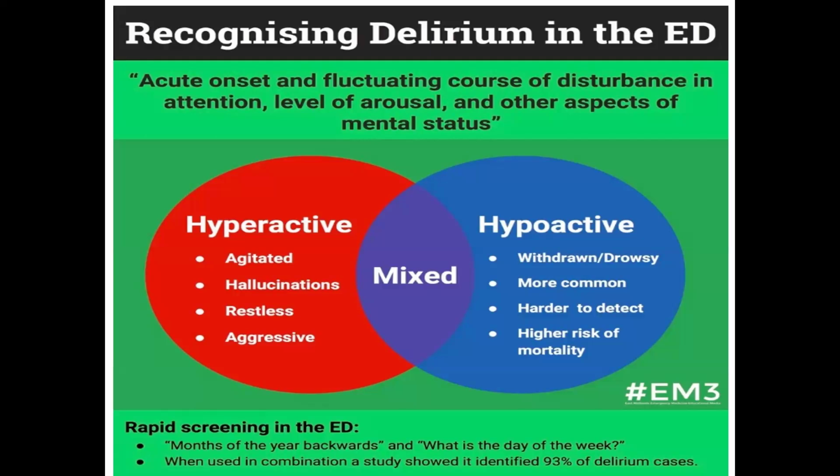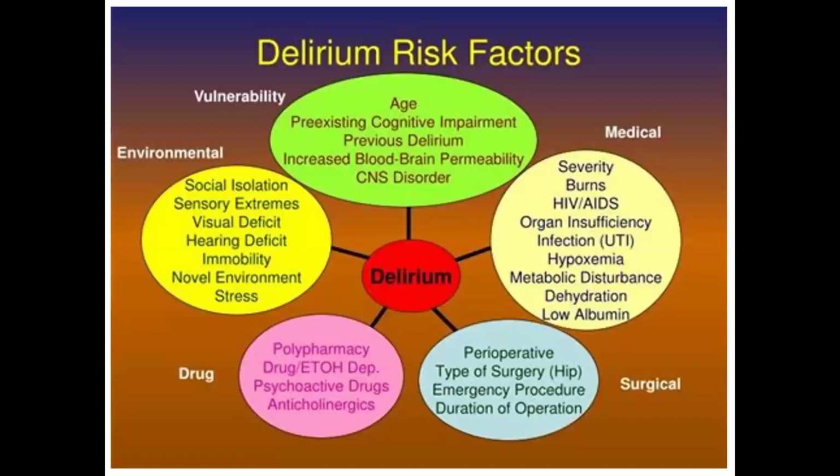Delirium is something we see a lot at end of life and in the ICU. We have three types of delirium: hyperactive, hypoactive, and mixed delirium. Delirium is acute onset and fluctuating. Fluctuating is the key word here in delirium. It has to be fluctuating, otherwise it's not delirium. It is a fluctuating course of disturbance in attention, level of arousal, and other aspects of mental status.